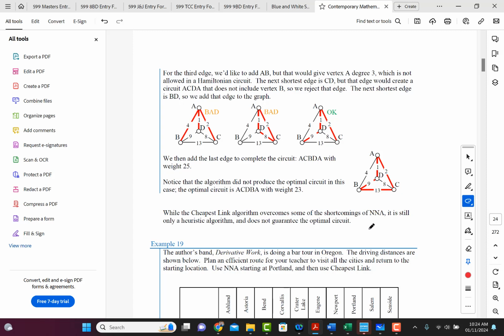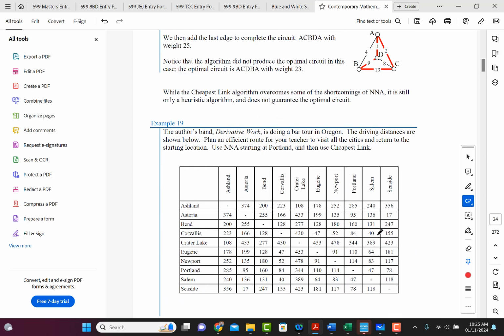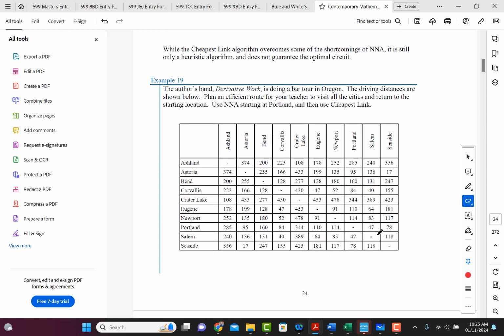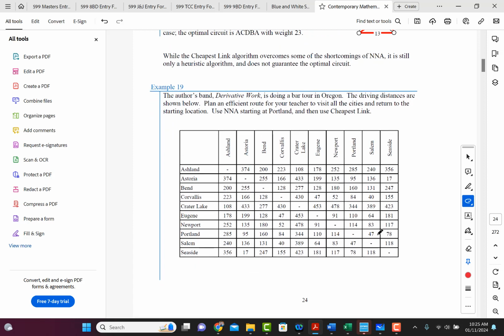Now, while the cheapest link algorithm overcomes some of the shortcomings of the nearest neighbor algorithm, it is still only a heuristic algorithm and does not guarantee the optimal circuit. Okay, so just keep that in mind. Okay, so now let's look at example 19.